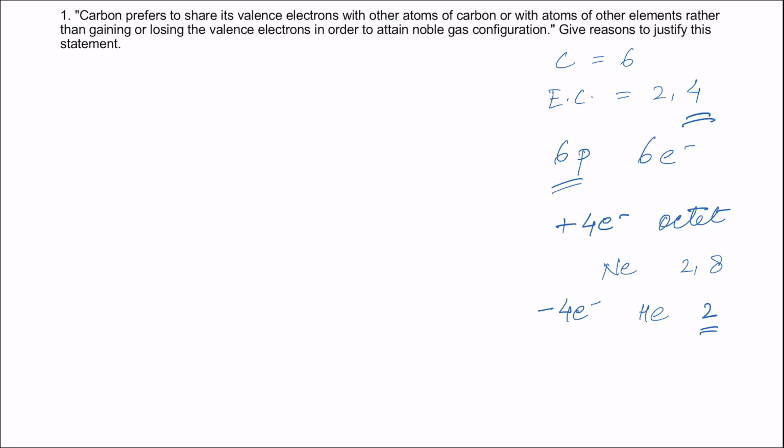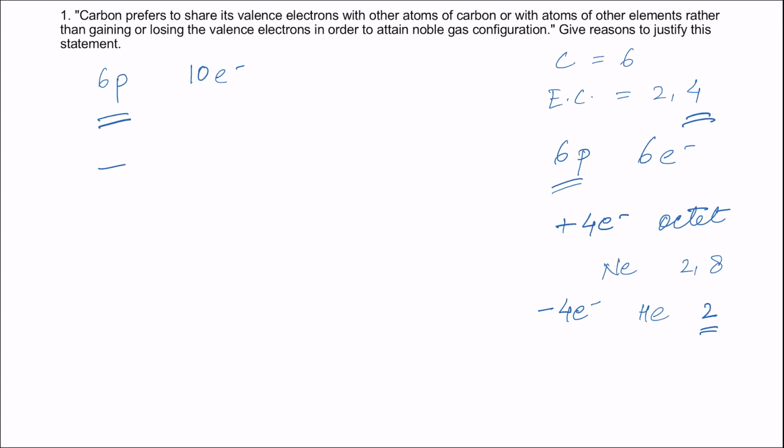But carbon does not accept 4 electrons, because if it accepts 4 electrons, the number of protons present is 6 and the number of electrons becomes 10, and it is not possible for 6 protons to hold on to 10 electrons. Therefore, gaining 4 electrons and changing into a negative ion to complete its octet is not possible for carbon.